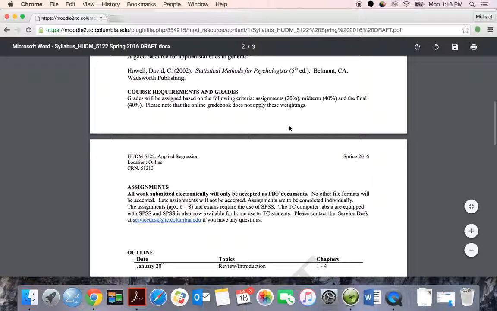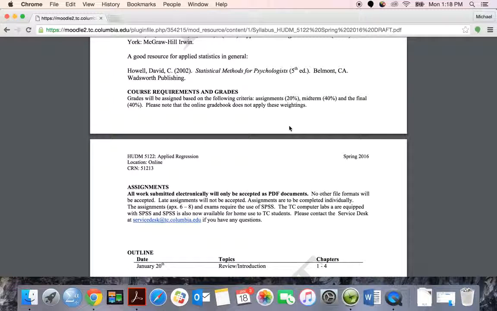The course requirements and grades. The assignments will count as 20%. They're scored out of 10. Then the midterm and final each count for 40%. These exams are open book, open notes.